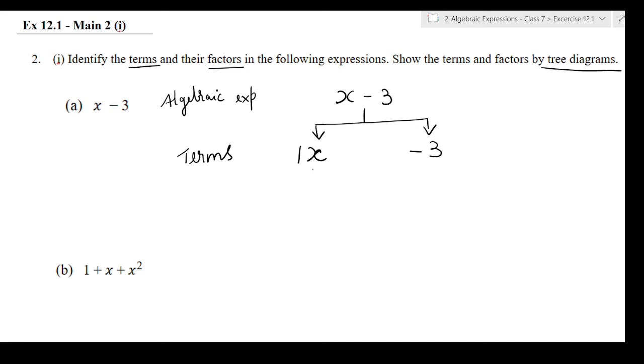And from the terms, you identify the factors. What are the factors over here? Plus 1 and x are the factors of 1x. What is the factor of minus 3? Minus 3 only. It is made up of only one constant. As such, the factor of minus 3 is minus 3.